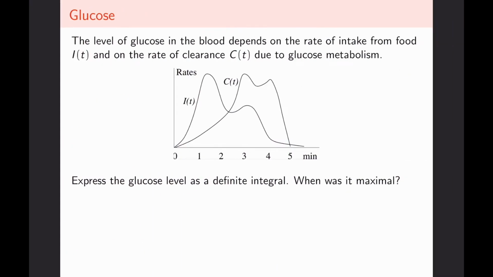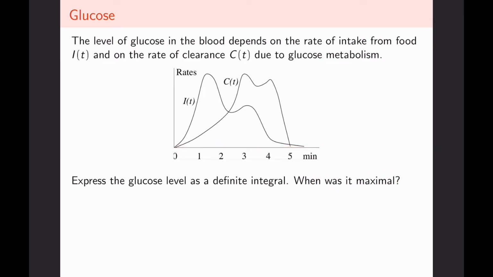Now here we have the level of glucose depends on the intake from food and clearance due to glucose metabolism in the liver, for example. Here are the two general graphs. One is the intake and one is the clearance. We would like to simply express the total glucose level as a definite integral and then figure out at which point during this 5-minute interval it was maximal.